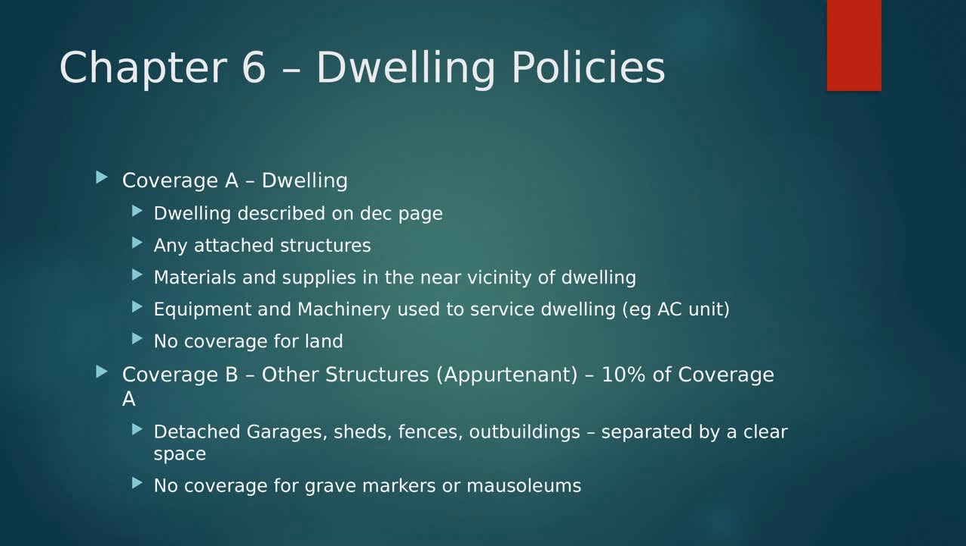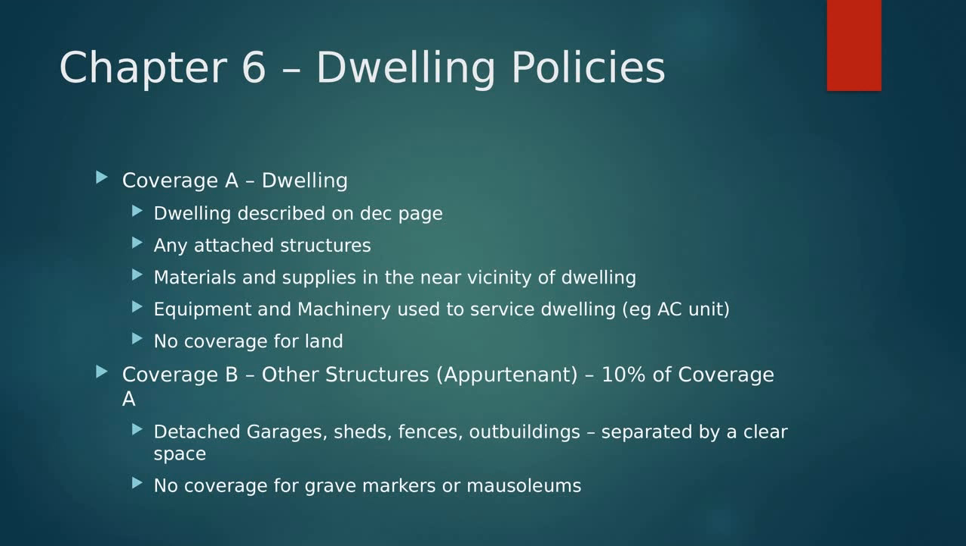Coverage B, what is covered here? This is anything that is separated by a clear space, and it is any other structures, which includes another legal word for that, called an appurtenant structure. The standard amount of coverage on this is going to be 10% of the coverage A limit. And this is going to cover things like detached garages, outbuildings, sheds, and fences. Anything separated by a clear space.